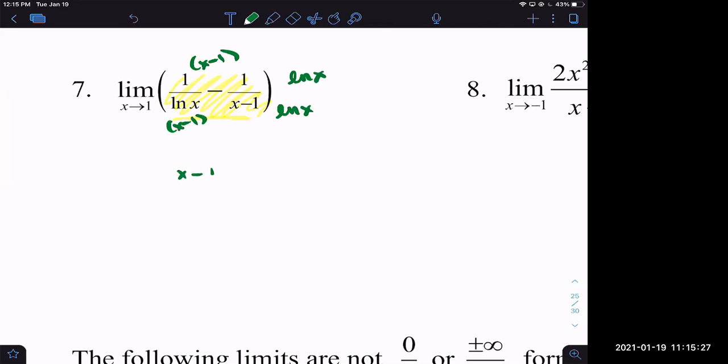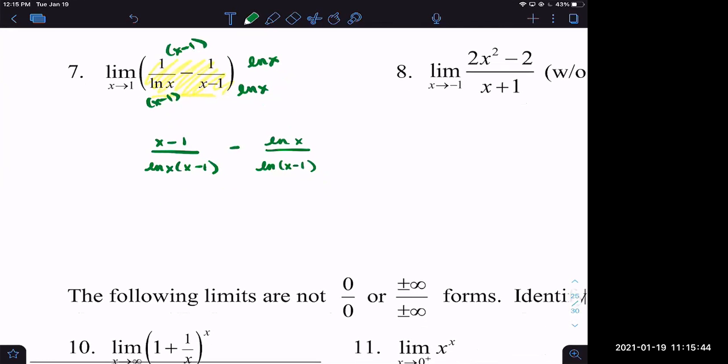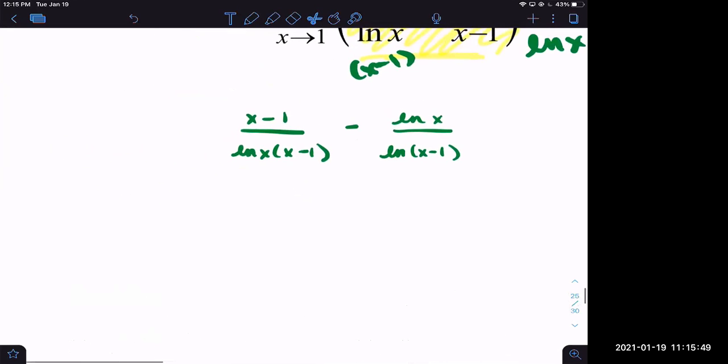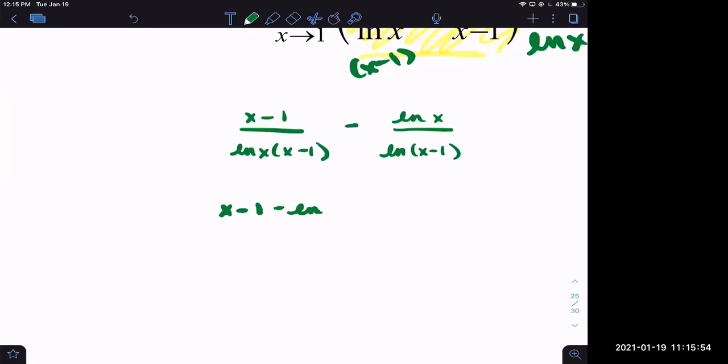So the first fraction has a numerator of x minus 1 and a denominator with both factors. Same thing on the second one, the numerator and the denominator has both factors. We needed to get a common denominator so that we could write this as one fraction. All right, this one is going to take a little bit of space. So I could write this as x minus 1 minus natural log of x all over natural log of x times x minus 1. Still taking the limit as x goes to 1.